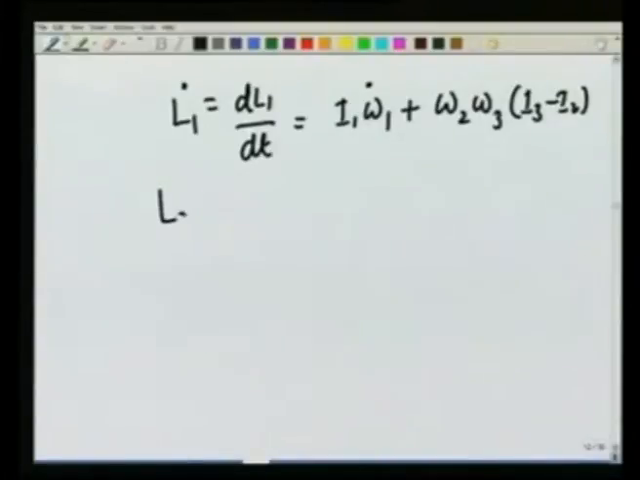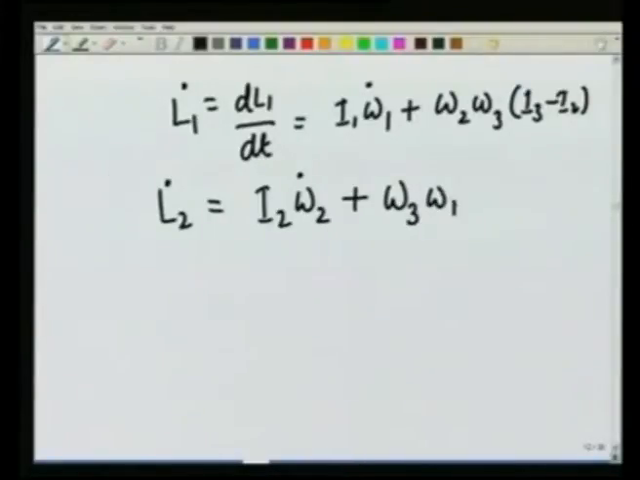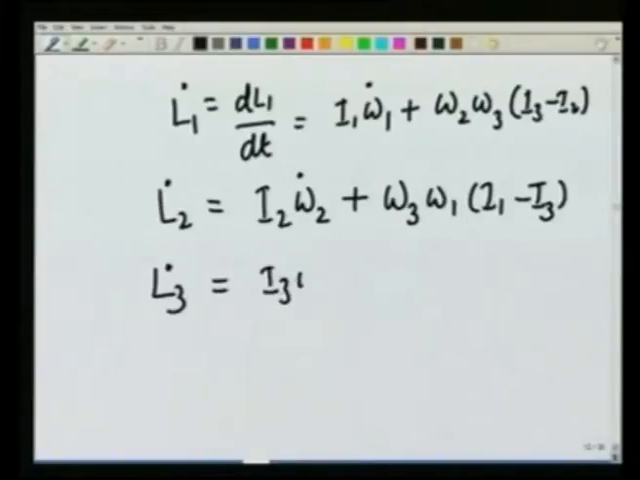Similarly, L2 dot, the change in direction 2, would be caused by change in the component of angular velocity along direction 2 plus, because L is rotating, that change anyway is caused. So, omega 3 omega 1 (I1 minus I3). Same thing for L3 is going to be I3 omega 3 dot plus omega 1 omega 2 (I2 minus I1).